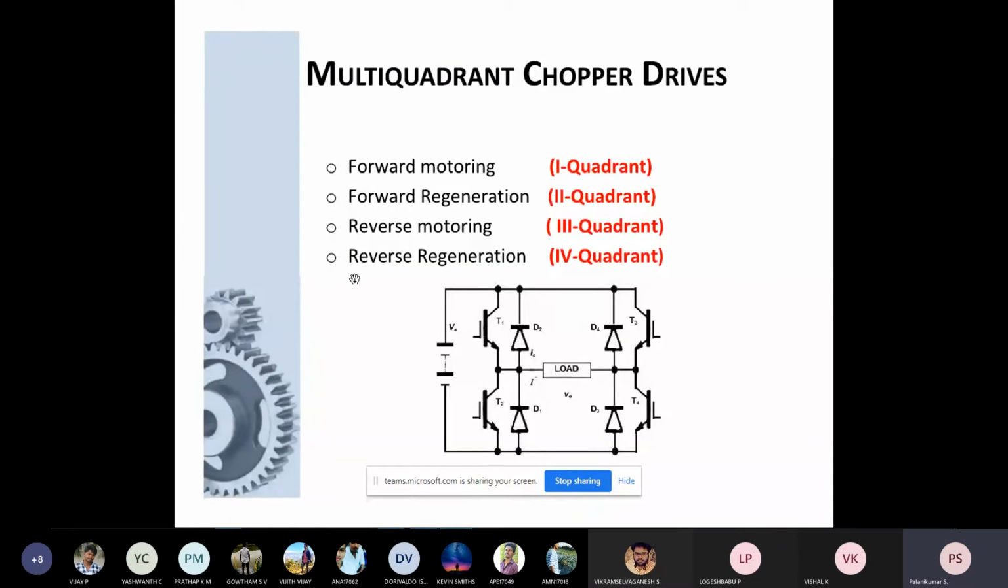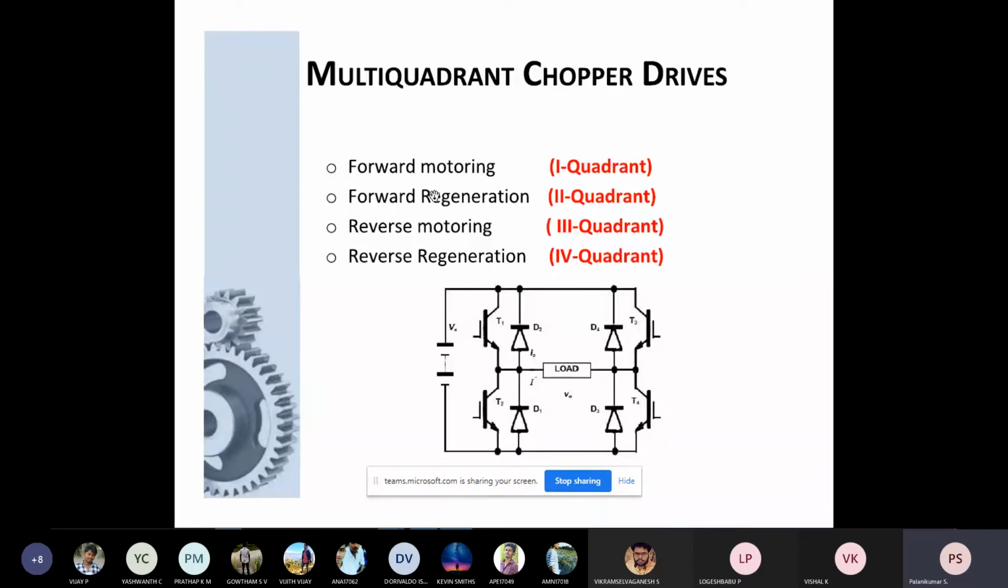Here, same concept, same circuit. I have minimized that. The first quadrant operation in this sense is forward motoring. The second quadrant is forward regeneration or forward braking. Regeneration and braking are the same word as far as the chopper drive is concerned.